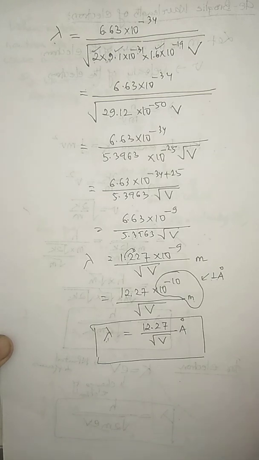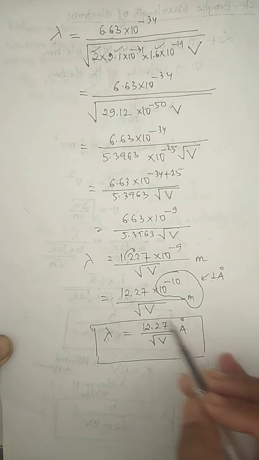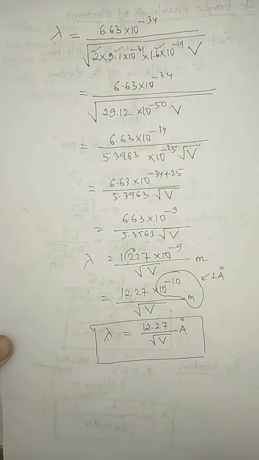Means if the potential difference is given and you are asked to calculate the de Broglie wavelength, we can directly calculate the de Broglie wavelength by using this formula. So this is the expression that we use to measure the de Broglie wavelength of an electron. So we have completed the theory part of this chapter.